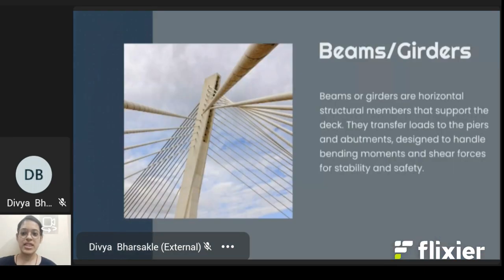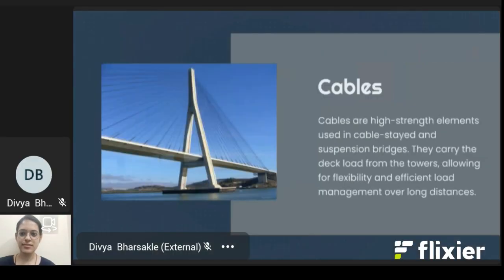Now this next one is beam or girders. They are horizontal structural members that support the deck and transfer load to the piers and abutments, designed to handle bending moment and shear forces and gives stability and safety. The next one is the cables, which is high strength elements used in cable stayed and suspension bridges. Carry load from the towers, which allows flexibility and efficient load management.